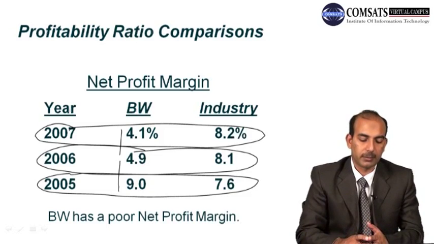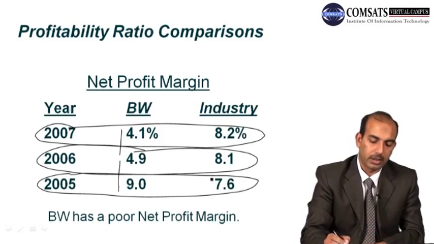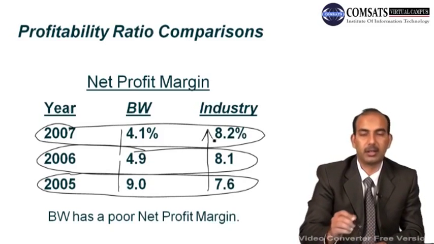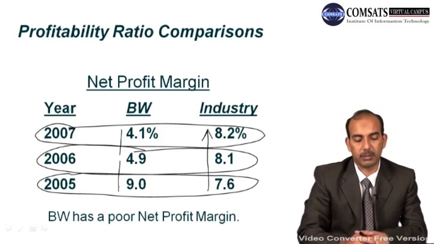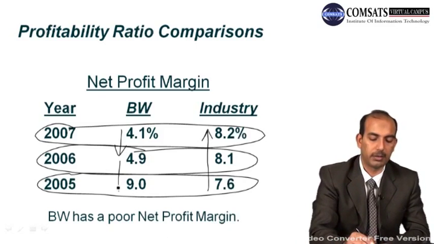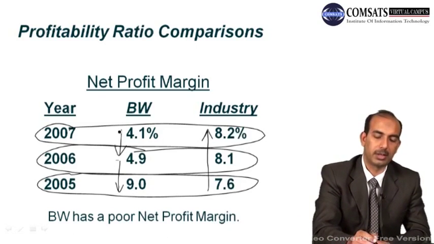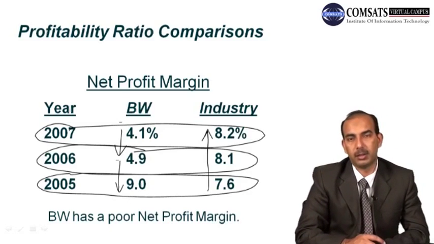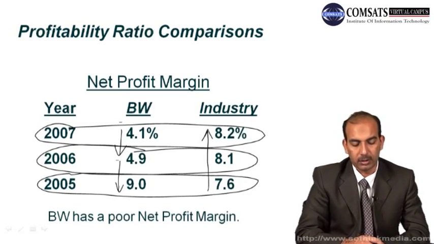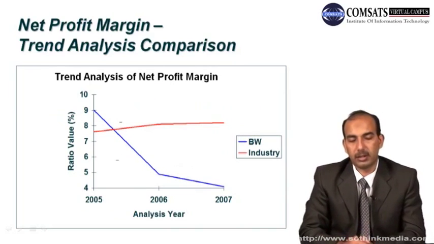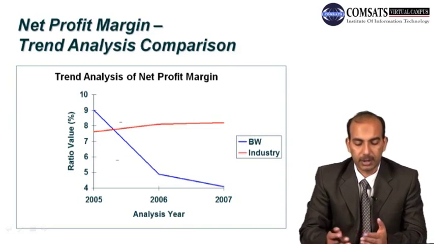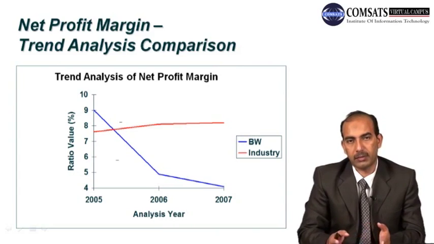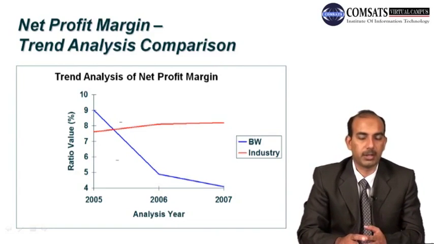So in this case here you see the industry pattern is having an increasing pattern, whereas in case of basket vendor it is reducing every year. We move towards next year, but actually we are reducing our net profit margin. So BW has poor net profit margins, and the worrying sign for every manager is clear from this chart. When every finance manager would look at it, it is very much worrying.